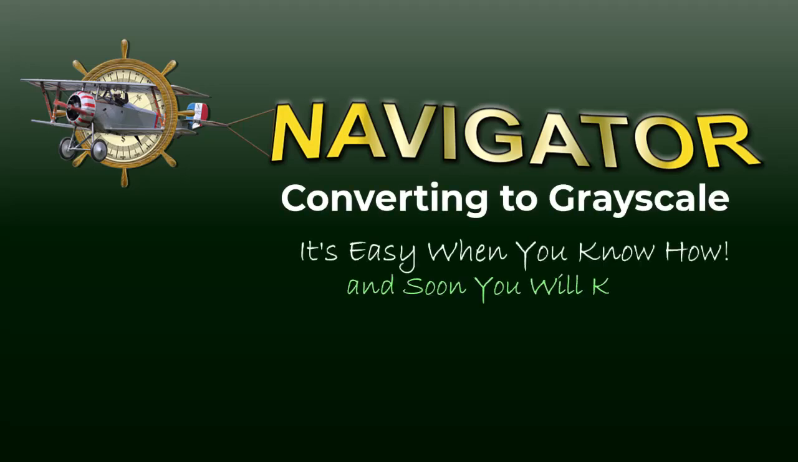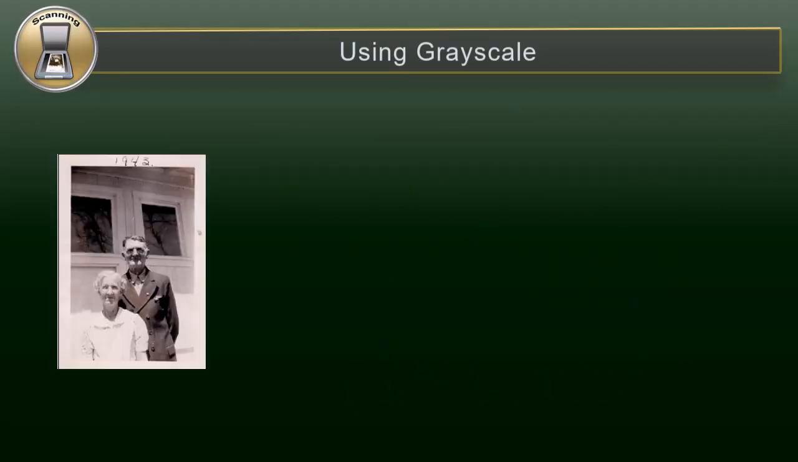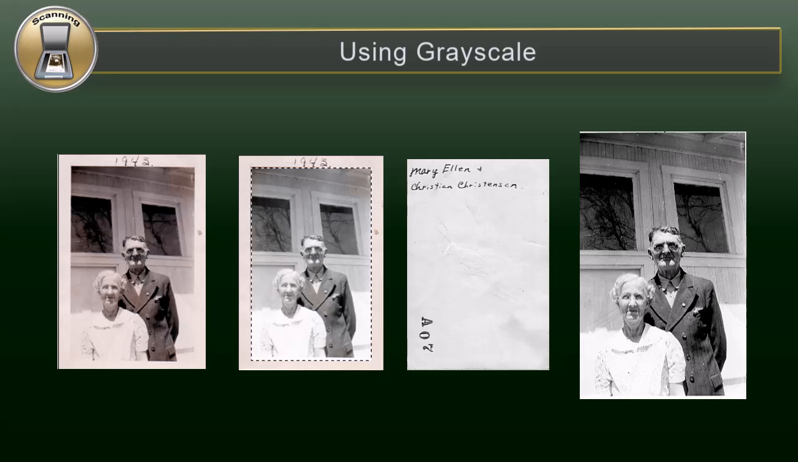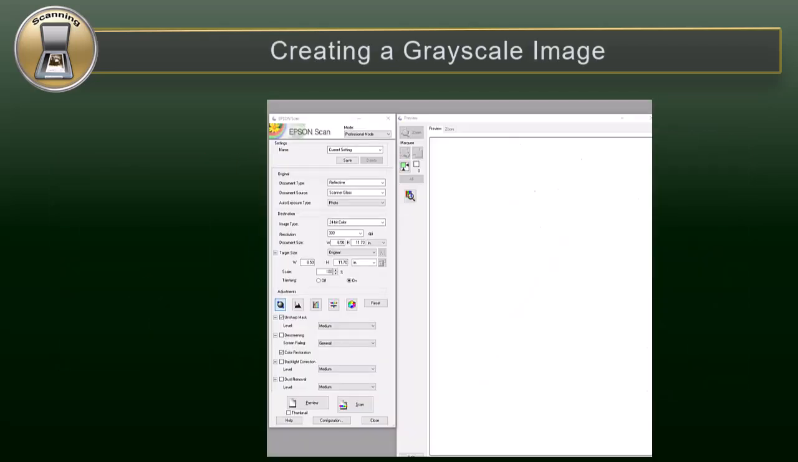Converting an image to grayscale. I'm going to create a grayscale image by scanning a small black and white photo.